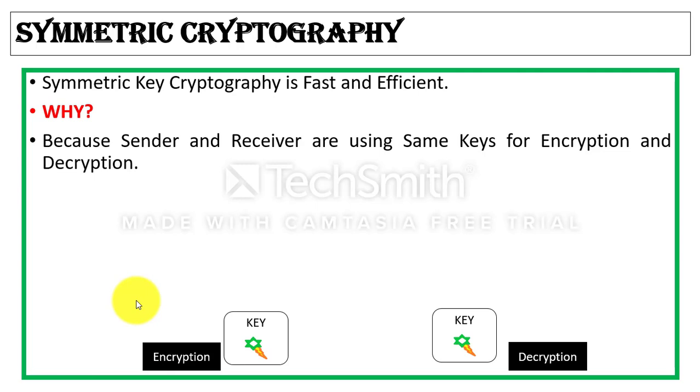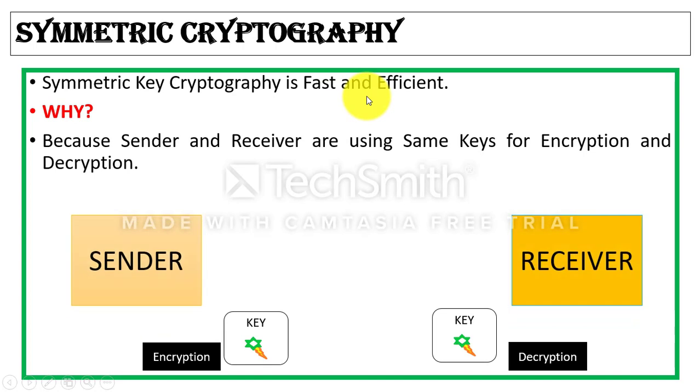That is, this technique is fast and efficient. Why? Because both sender and receiver are using here same keys for the encryption and decryption. So we are using here same key for the encryption and decryption of the message. That's why this is fast and efficient.